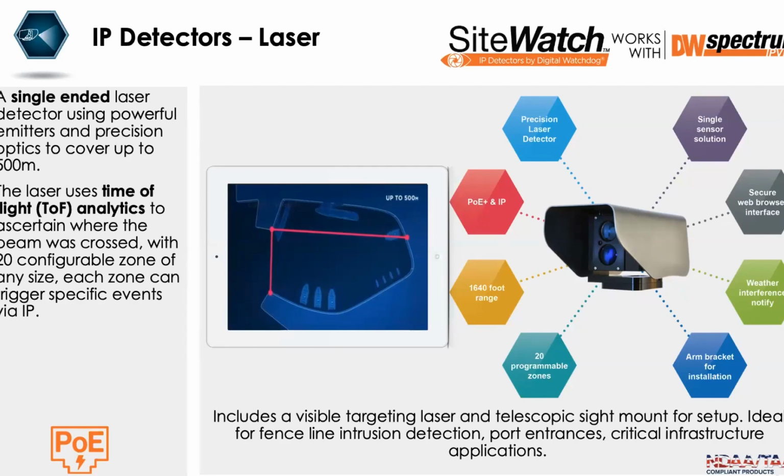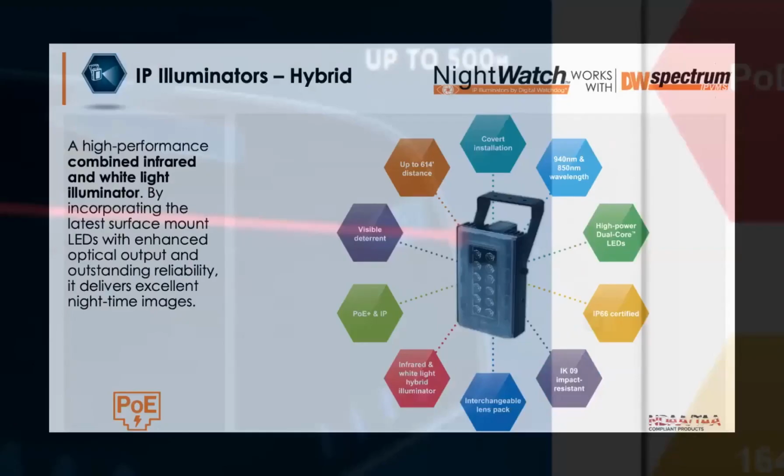So you can create specific events. Those specific events could be things like turning on NightWatch Illuminators or moving PTZs to presets, or turning NightWatch Illuminators onto a strobe mode. We'll get into that. So all kinds of different actions can be created with this. This is a PoE Plus device, straight powered off of PoE Plus. It's a single sensor solution. And again, it has a web browser interface. All of these products have a very similar web browser interface in terms of setup. So once you've set up one of these, the others will set up very similar in nature.